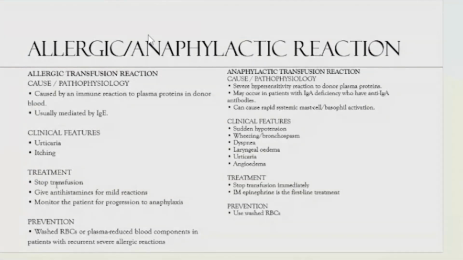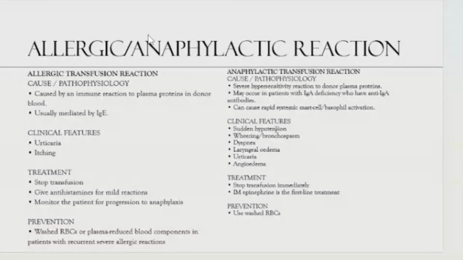So treatment will be to stop the transfusion and give antihistamines, because as I told, the mast cells majorly release histamine. So you give antihistaminics for mild reaction. And then you monitor the patient so that the patient does not go into anaphylaxis. And as I said, for prevention, you can give washed RBCs, but the major treatment of choice or major modification for washed RBC is when we use it in anaphylactic transfusion reaction.